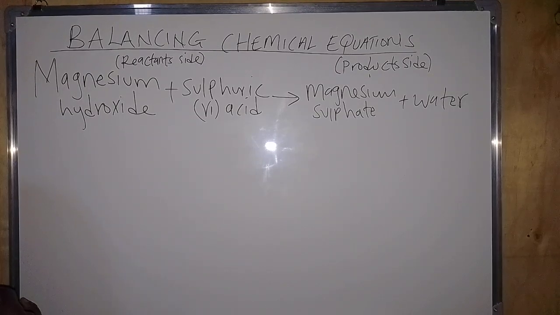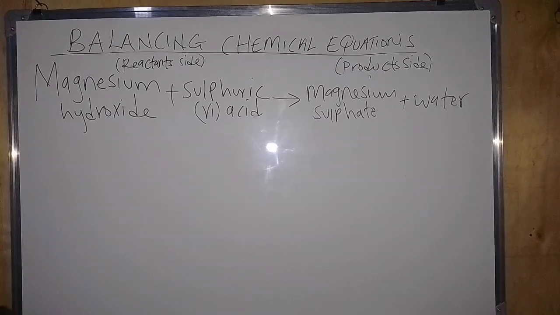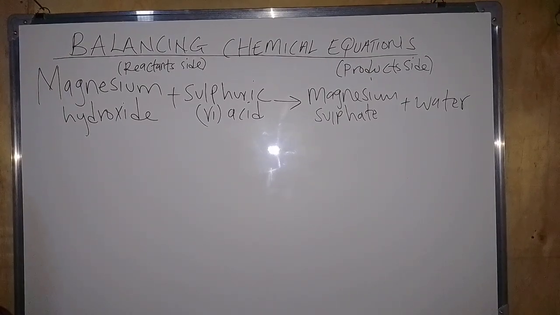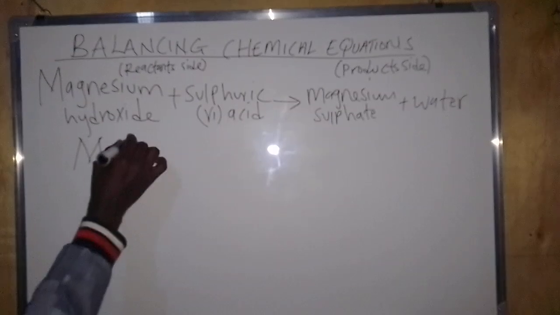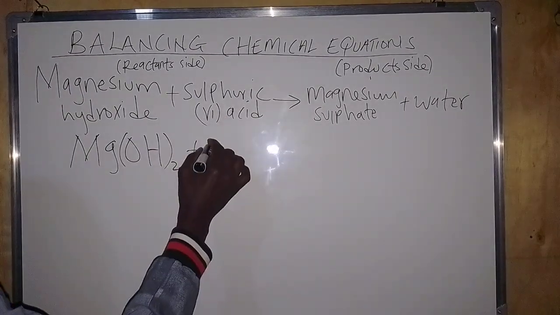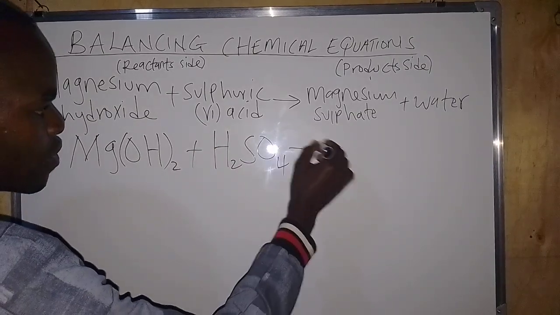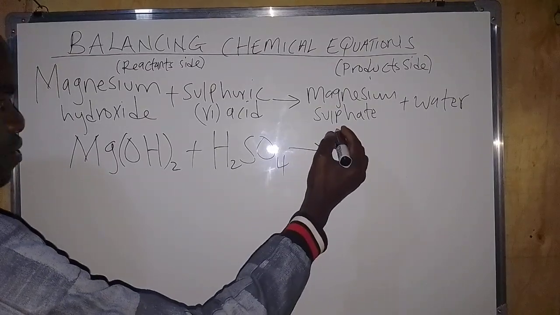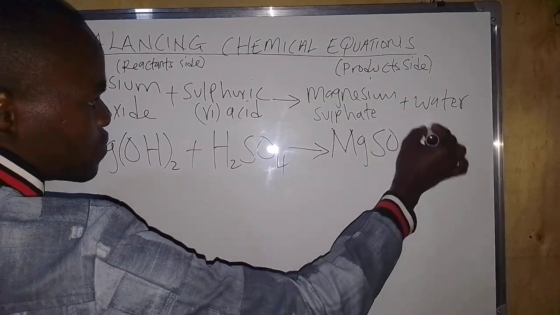And what we know is that whenever you react a base and an acid, the products are always salt and water only. So the first thing that we're supposed to do here is to write a correct chemical equation for the word equation that we have here. So the chemical symbol for magnesium hydroxide is this. Then for sulfuric acid, it is written like this. Then the product that we're supposed to have here is magnesium sulfate. Then water.